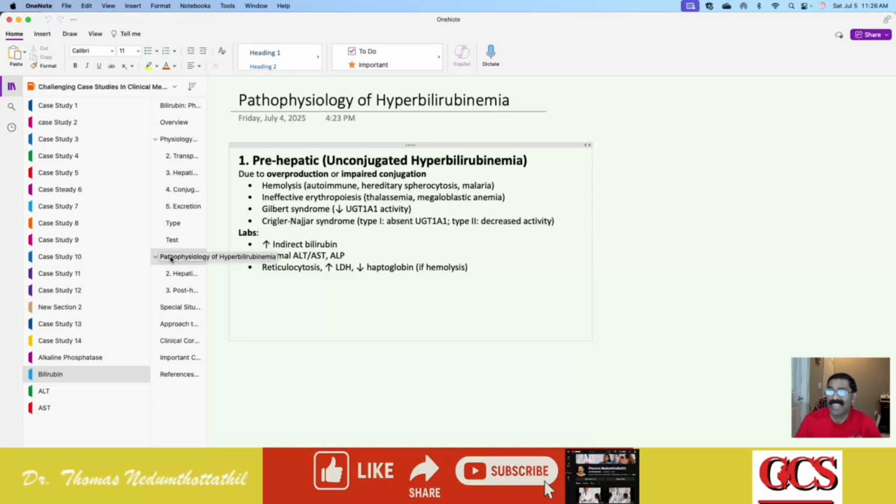Gilbert syndrome due to decreased UDP glucuronyl transferase 1A1 activity. Crigler-Najjar syndrome, which includes Crigler-Najjar syndrome type 1 and type 2. Type 1 is due to absent UDP glucuronyl transferase 1A1 activity, and type 2 is due to decreased activity of the same enzyme. The laboratory findings include elevated indirect bilirubin, normal transaminases and alkaline phosphatase, reticulocytosis, increased LDH level, and decreased haptoglobin level in blood if hemolysis is present.